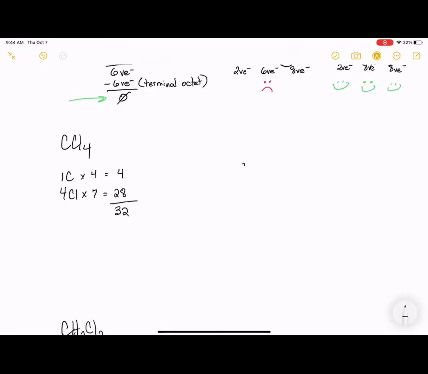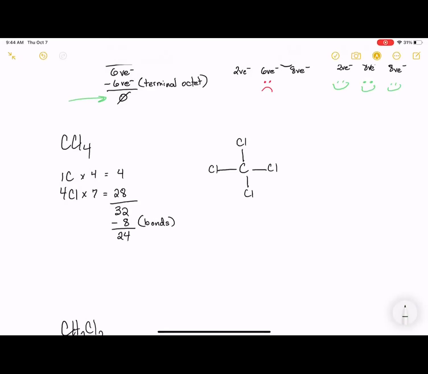Carbon is always the center of attention around which we'll place everybody else. You then draw a single bond between the terminal atoms and the central atom. And you subtract 2 for each bond you draw. We drew 4 bonds, 4 times 2 is 8, so we'll subtract 8 electrons due to our bonds. That still gives us 24 electrons to distribute.